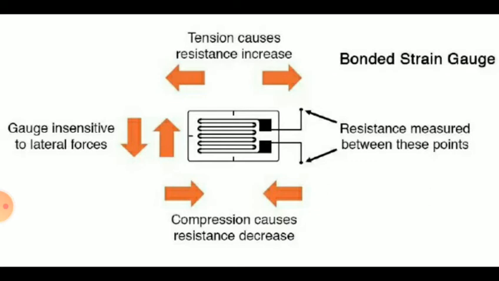So you can see the diagram. On the top you can see there is a tension. If there is a tension, it causes resistance increase, and compression causes resistance decrease, and that change in resistance can be measured, and that is calibrated in terms of displacement, so that you can measure the displacement.